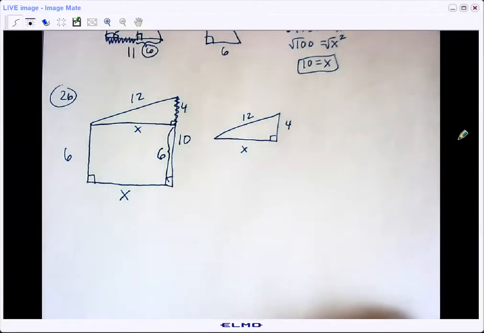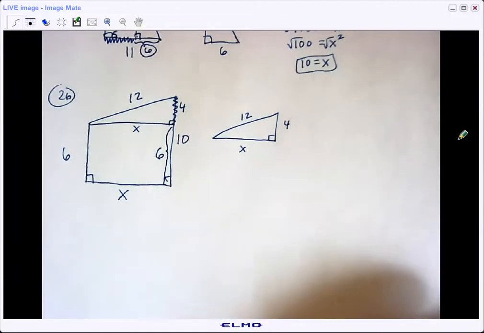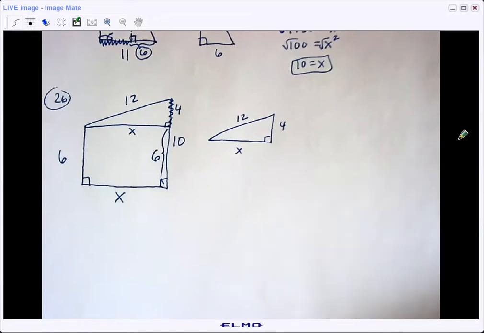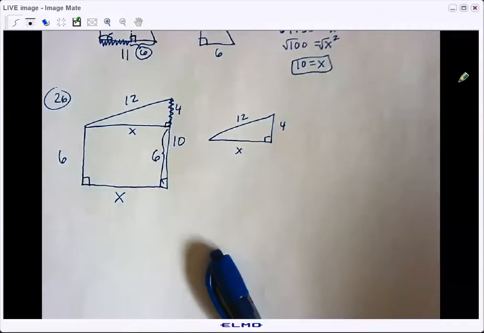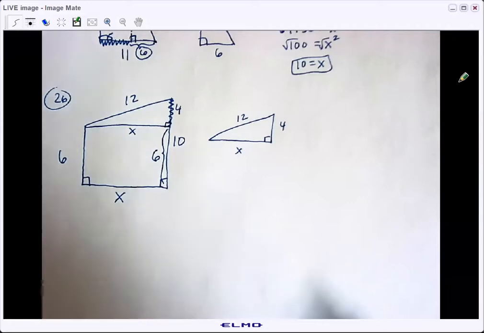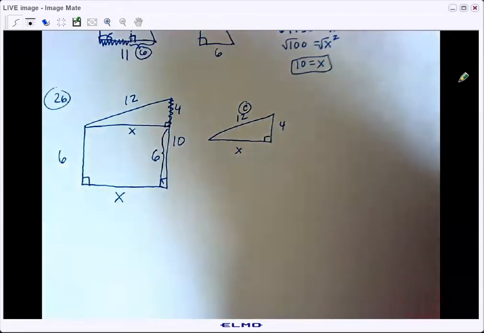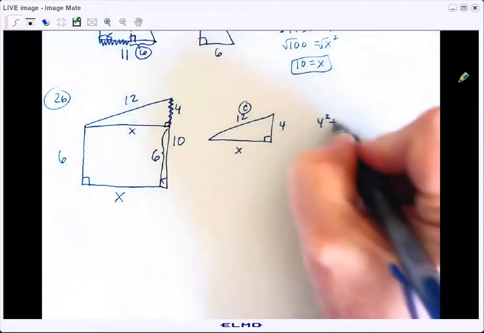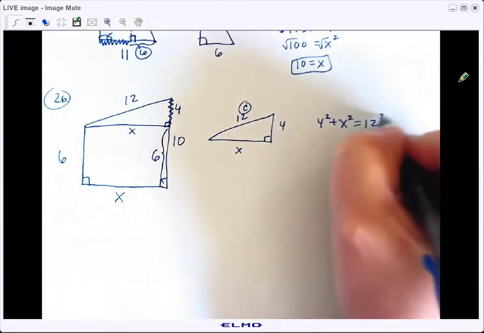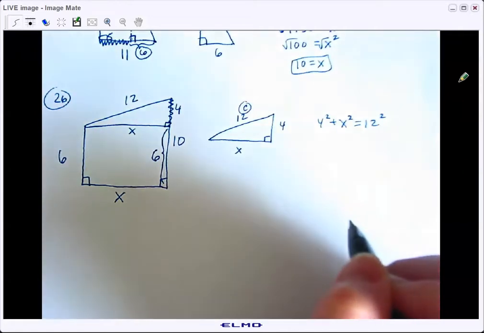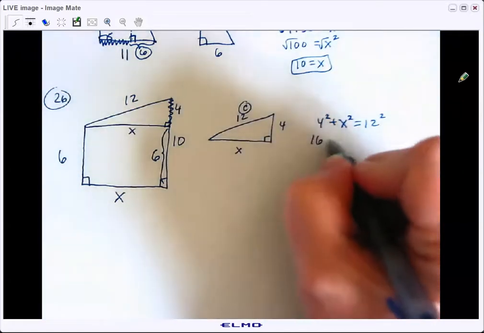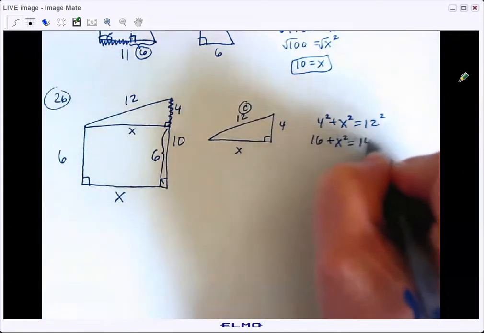So go ahead and solve that for x and put your answer in the chat box. Okay, so many of you got it. Some of you are really close. So remember that this is C, opposite my right angle. So 4 squared plus x squared equals 12 squared. So 16 plus x squared equals 144.